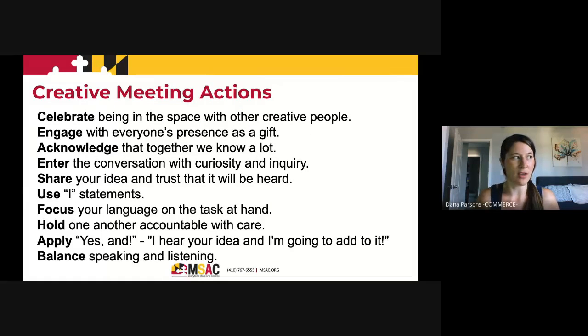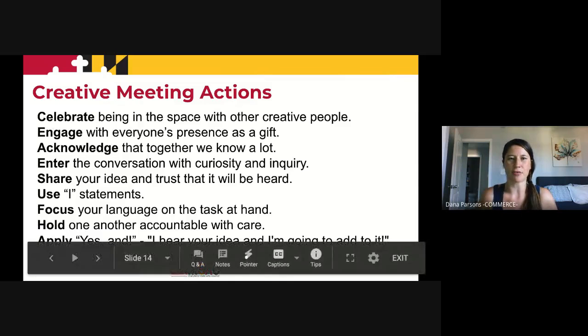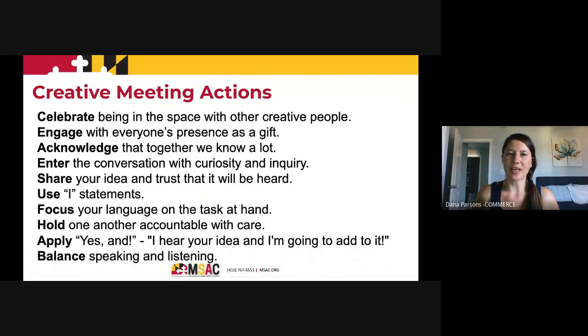And finally, as we enter into conversation with one another later in today's meeting, we follow these creative meeting actions: celebrate being in this space with other creative people, engage with everyone's presence as a gift, acknowledge that together we know a lot, enter the conversation with curiosity and inquiry, share your idea and trust that it will be heard, use I statements, focus your language on the task at hand, hold one another accountable with care, apply yes and, I hear your idea and I'm going to add to it, and balance speaking and listening.